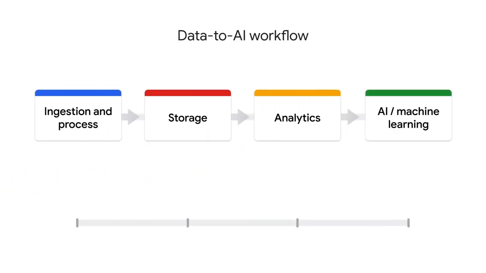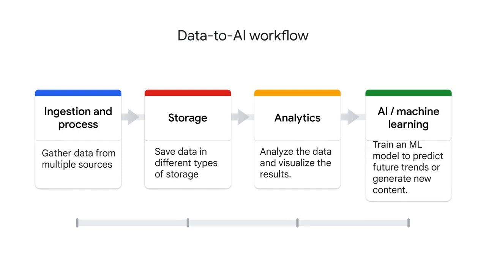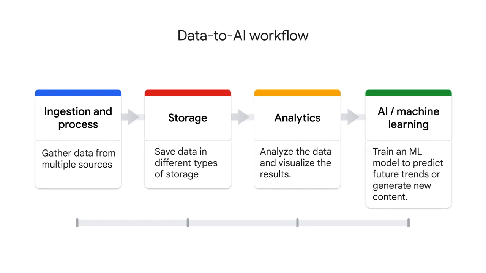Let's look closer at the list of products, which can be divided into 4 general categories along the data to AI workflow. You gather data from multiple sources through ingestion and process. The data is then saved in different types of storage based on data type and business needs. You analyze the data and visualize the results. And you can further train an ML model with historical data to either predict future trends or generate new content.